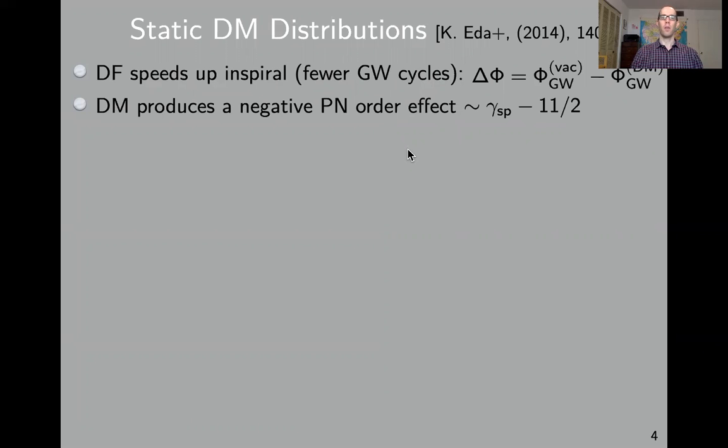Now, this scenario had been considered before by Eda and collaborators in 2014, and they found, not surprisingly, that this additional source of dissipation, dynamical friction, speeds up the inspiral. So from a given orbital separation, the system undergoes fewer gravitational wave cycles before merging. And this dynamical friction effect produces what we would describe as a negative post-Newtonian order of effect, which is a relatively high negative order. It goes like the power law of the spike, minus 11/2.